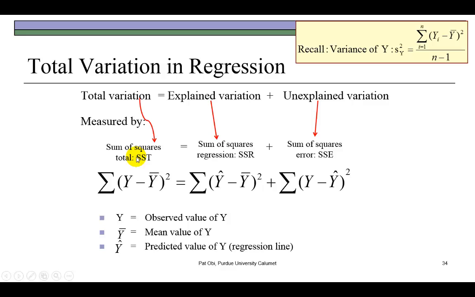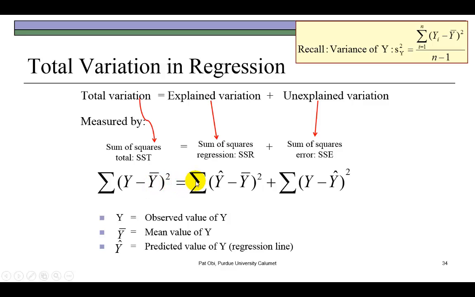I show it using clear mathematical symbols here. Total variation is captured as the difference between the values of y and the mean of y. Now remember that in basic statistics, when you calculated the sample variance, we showed that to be the total difference between the values of y and its mean. So this is total variation right here. And then when you divide that total variation by the degrees of freedom, you call it variance. So this is the numerator of that total variation expression, the numerator of the variance.